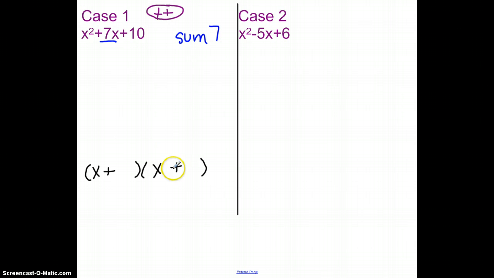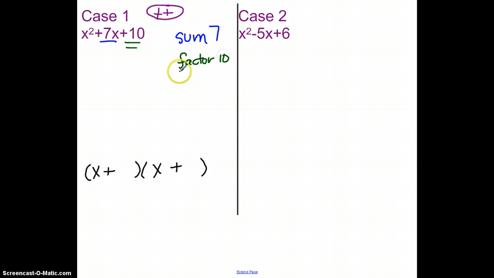Now it's a sum because when I look at both of these values, because they're both pluses, there's going to be a spot where I'm going to have to add some things together. That's where this idea of sum comes from. And this number on the end, I'm going to factor 10.